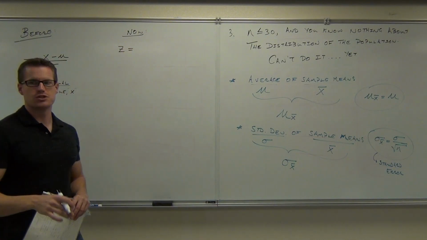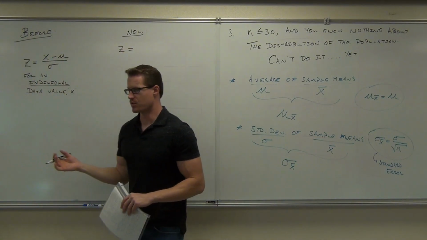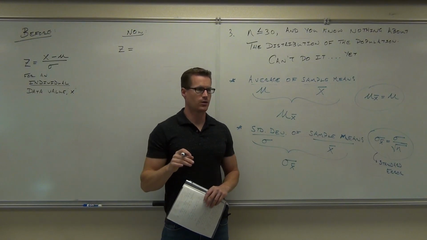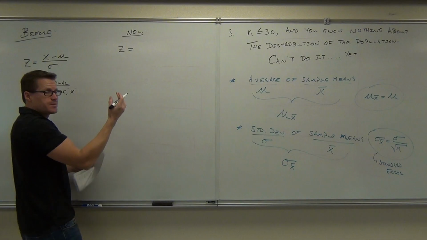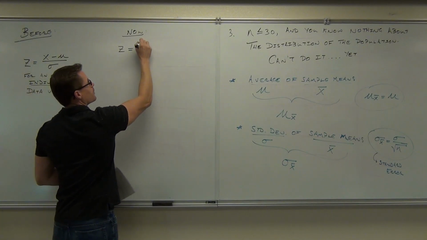Instead of an individual data value, I don't have those anymore. What I have now is the mean of my sample. In other words, instead of x, I'm not dealing with x. I'm dealing with x bar.